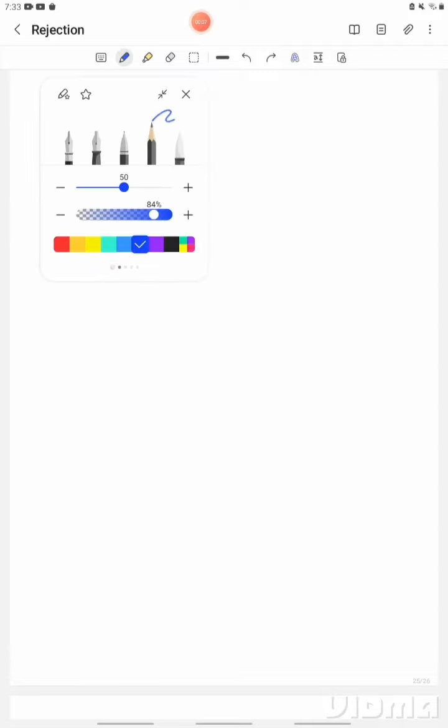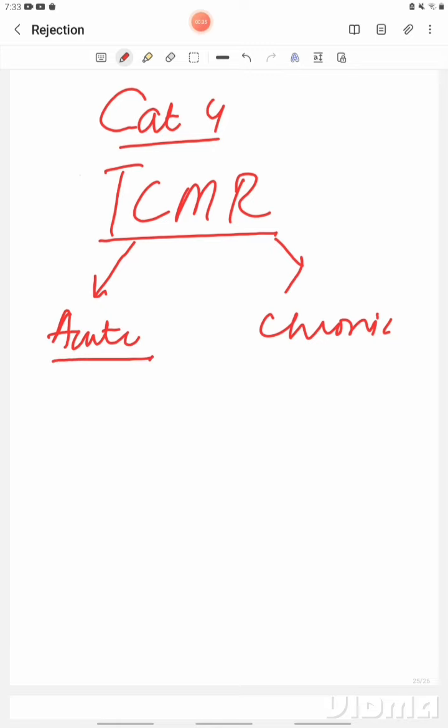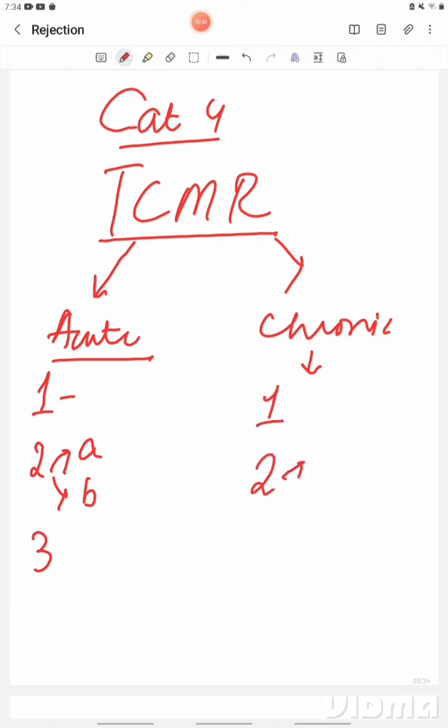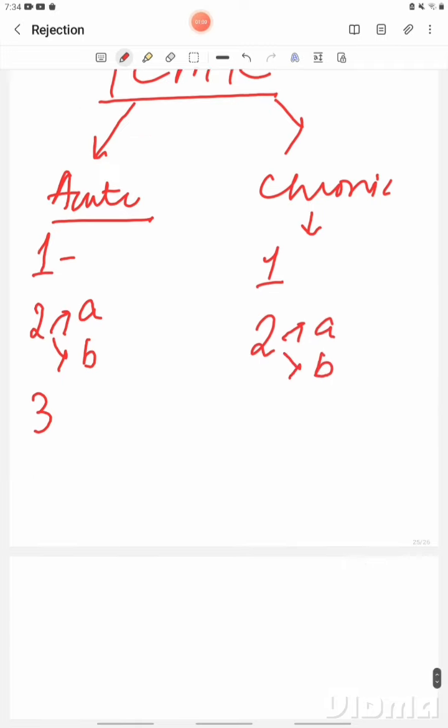So continuing the Banff classification, so far we have discussed acute ABMR and its types, the type of rejection that's occurring in it and what the changes are. Coming to category 4, which is T cell mediated rejection. T cell mediated rejection can be classified into acute, which is subclassified into 1, 2 which is classified into 2A and 2B, and then 3. Same goes for the chronic, which is classified into 1, 2A, and then 2B.